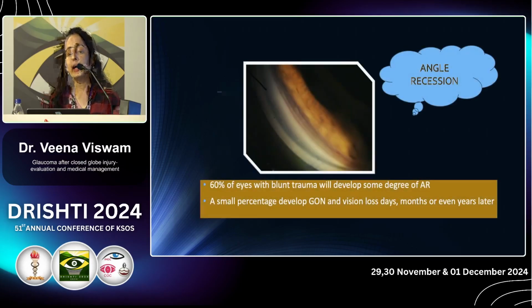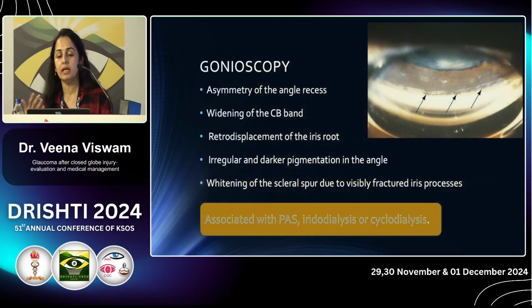Now coming to angle recession, 60% of eyes with blunt trauma will develop some degree of angle recession, and a small percentage of such patients will develop glaucomatous optic neuropathy and vision loss even days or months or years later.